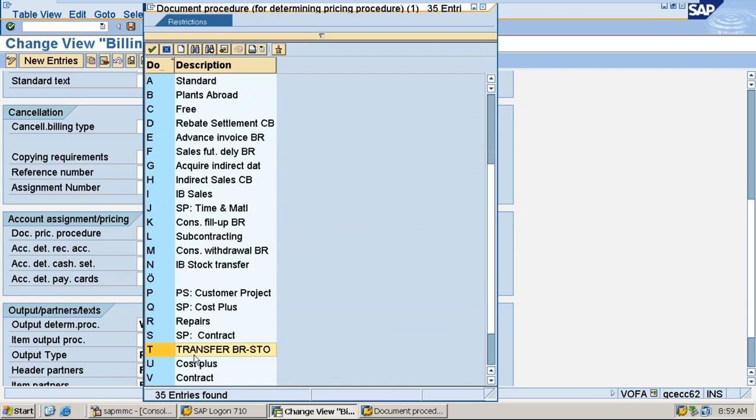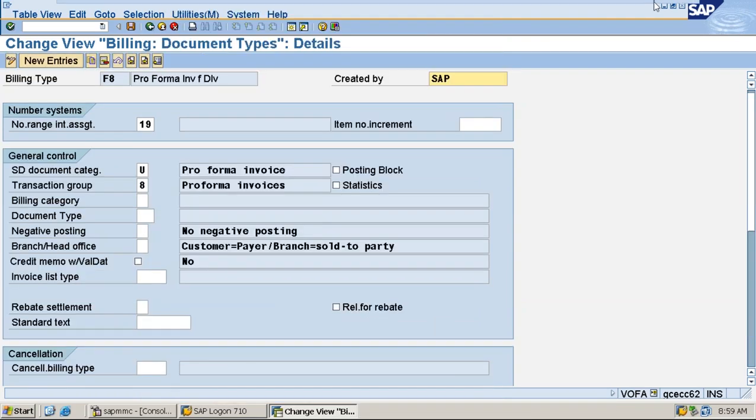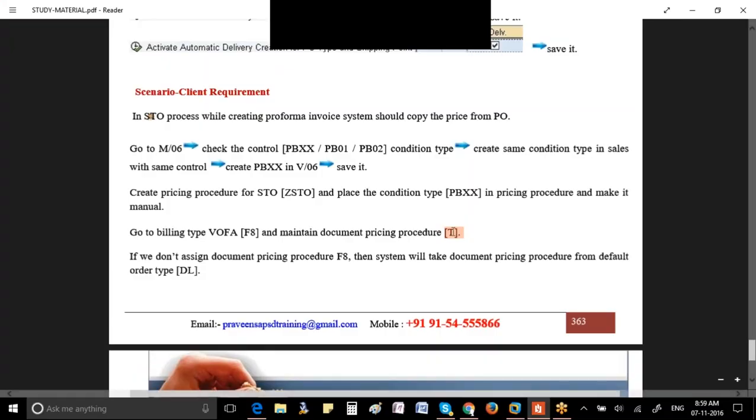So T is transfer STO. We also have N. N is also stock transfer, but this is intercompany sales and billing. N and T. But for STO, standard intercompany STO, we use only T. So we'll also see this N later when it comes to the intercompany sales and billing. Okay, maintain it as T.